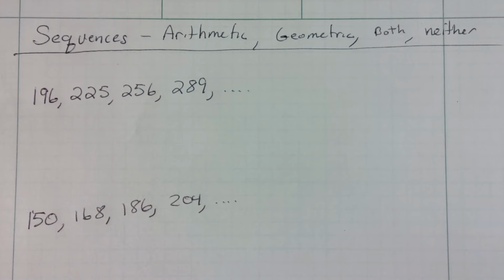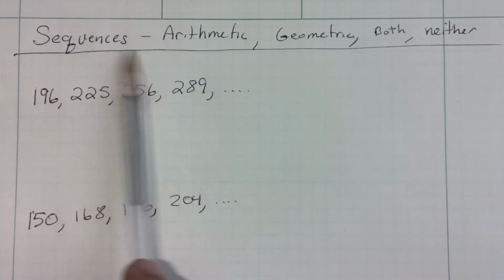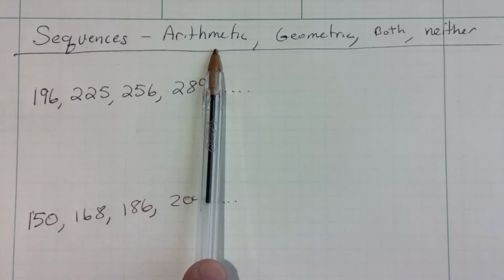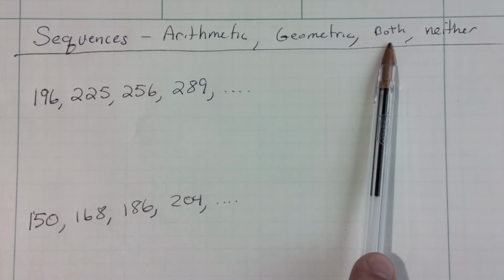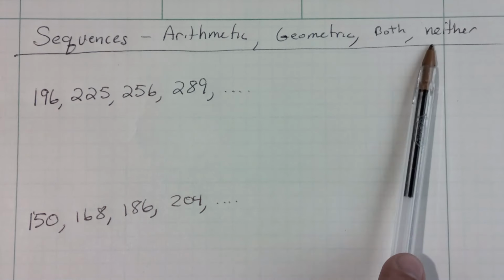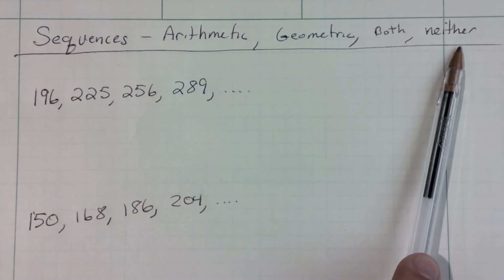Good afternoon. I'm hoping this lesson goes very quickly. With the previous two lessons you've had, it really should just be a review. But what the lesson is, is knowing the difference between sequences, whether they're arithmetic or geometric. It's possible for them to be both, or neither, geometric or arithmetic.